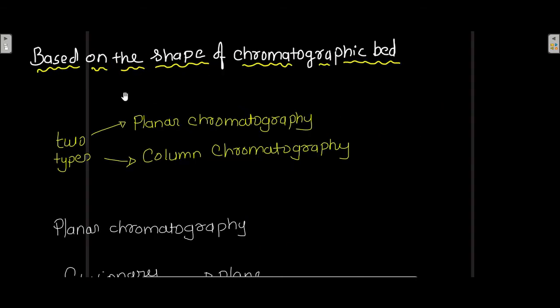Now let's discuss the classification of chromatography based on the shape of the chromatographic bed. Depending upon the shape of the chromatographic bed, chromatography is classified into two types: planar chromatography and column chromatography.